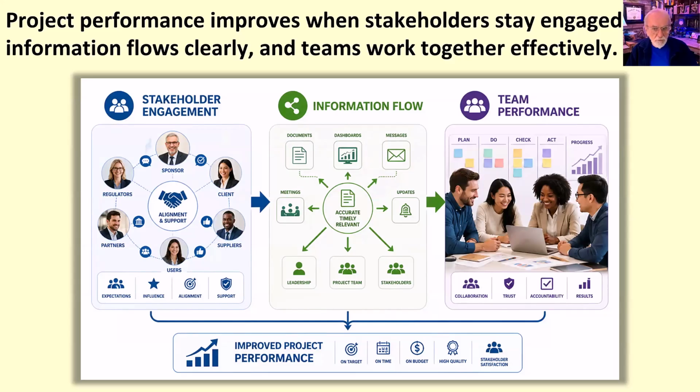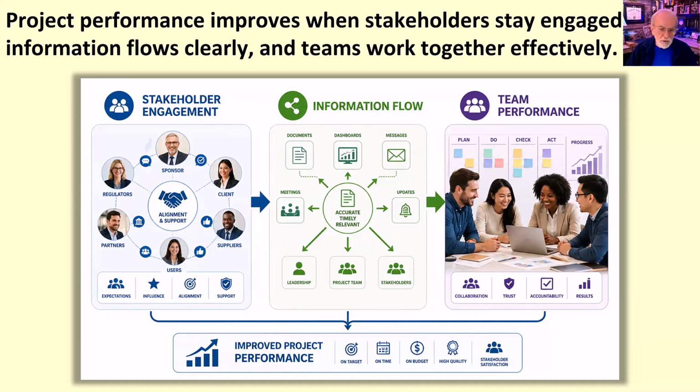Project performance improves when stakeholders stay engaged, information flows clearly, and teams work together effectively. A project can't perform well if stakeholders are disengaged, confused, or surprised. Stakeholders need timely information, opportunities to provide feedback, and confidence that the project team understands their expectations. However, at the same time, information distribution is not just sending messages or posting updates. It's part of the project's performance. The right information helps stakeholders make decisions, helps the team coordinate work, and helps the project manager identify problems early.